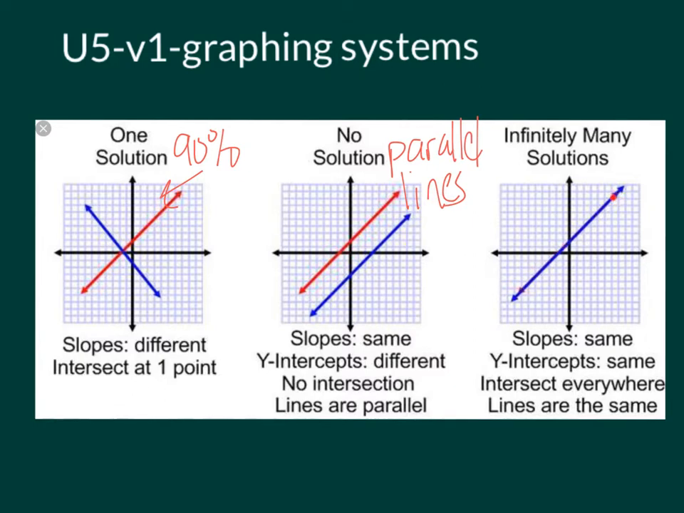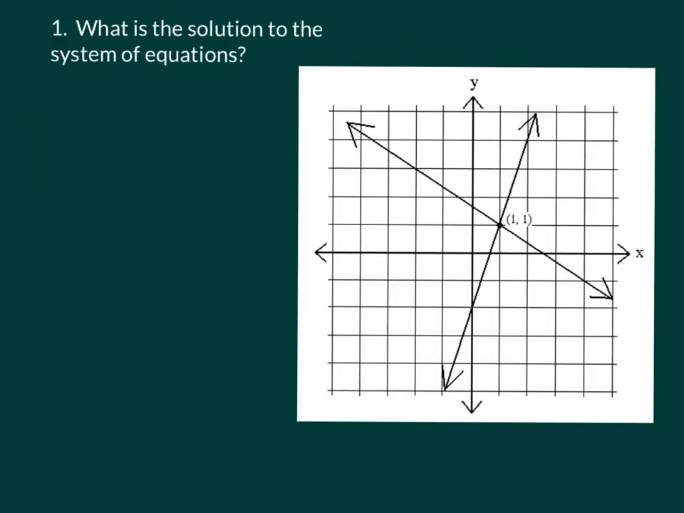And then infinitely many solutions is when you graph the two lines and they graph over each other. You can see the two arrows. So this is the blue line and the red line graphed over them, and they're the exact same line. So this is what we would call infinitely many solutions. And it's the same equation.